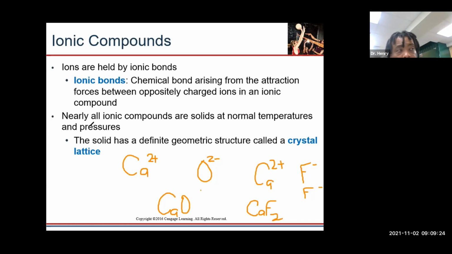And these solids are going to form what we call crystal lattice. So in other words, they're going to be organized so that you're going to have your plus charge surrounded by your minus charges, and then your minus charges surrounded by your plus charges. And I'm going to show you an example of that here in a second.